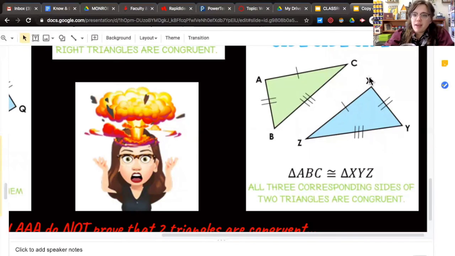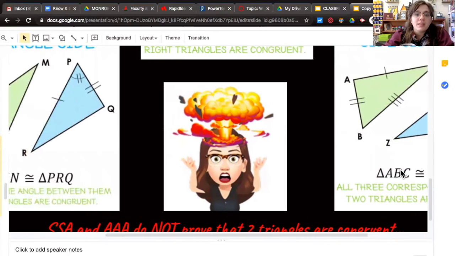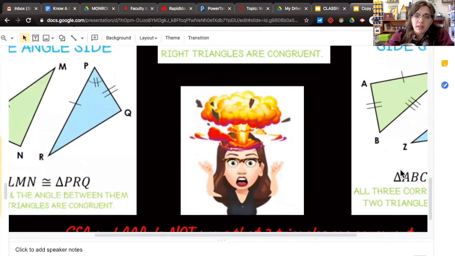ABC is the same as XYZ because angle A is the same as angle X. Line AB is the same as line XY. Line BC is the same as line YZ. You got to be careful about the order. But all 3 corresponding sides of the 2 triangles are congruent. I know, it is quite mind-blowing.